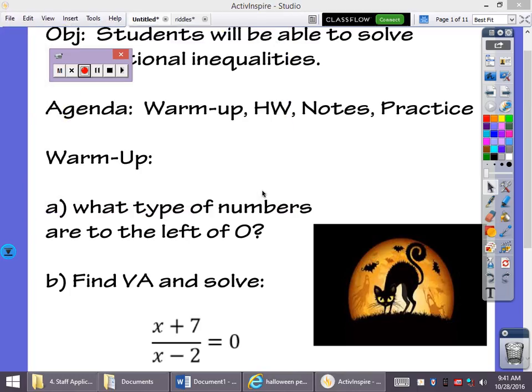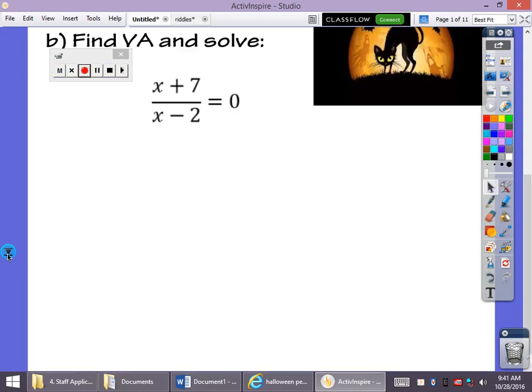Okay, today we are going to be solving rational inequalities. But before we do that, we're going to tie it into some things that we've already done. Question A. What type of numbers are to the left of 0? Negative numbers. Okay, looking at this equation here, what is my vertical asymptote? Positive 2. X minus 2 equals 0, therefore x equals 2 is my vertical asymptote.